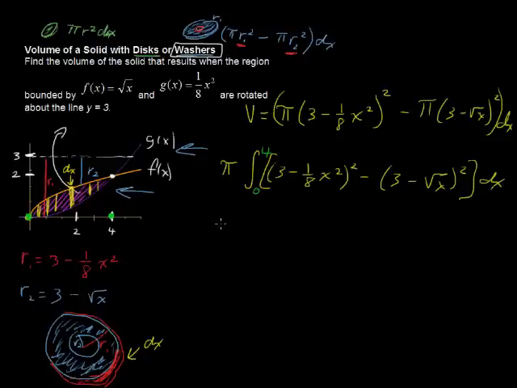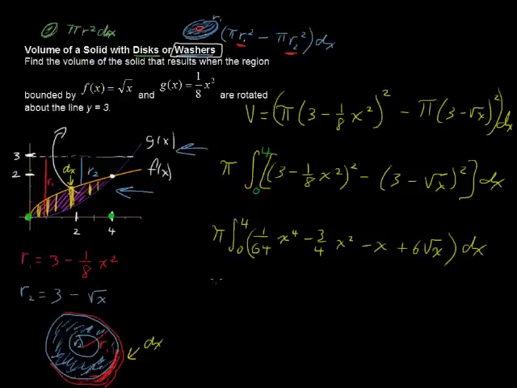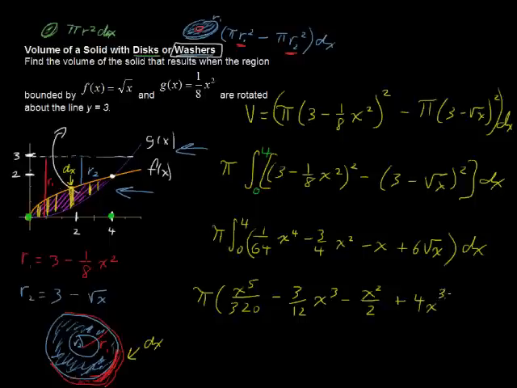Now I'm going to jump ahead with the algebra right here and just simplify this to get to pi times the integral from 0 to 4 of, after we do all the algebra and simplify it, 1/64 x to the 4th minus 3/4 x squared minus x plus 6 square root of x. And that is still all being multiplied by dx. And what's left here then, we're going to take the integral. And the integral of that is x to the fifth over 320 minus 3/12 x to the third minus x squared over 2 plus 4 times x to the 3/2.